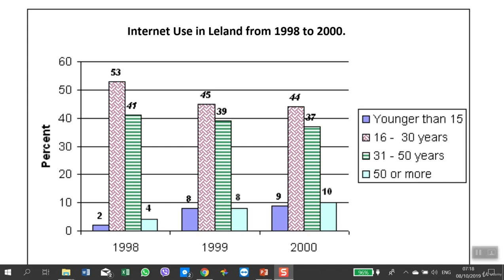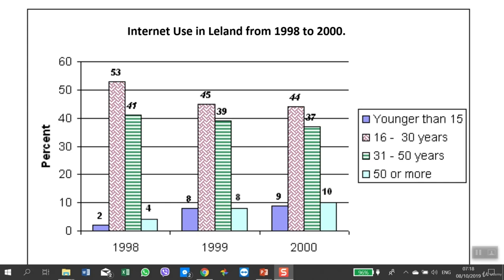What is the elephant in this bar chart? Well, standing back and looking at it, I can see the 2 middle bars were very high. They were much higher than the 2 lower bars. So when I come close, I can see that those 2 represent the people between 16 to 30 years old and 31 to 50 years old.